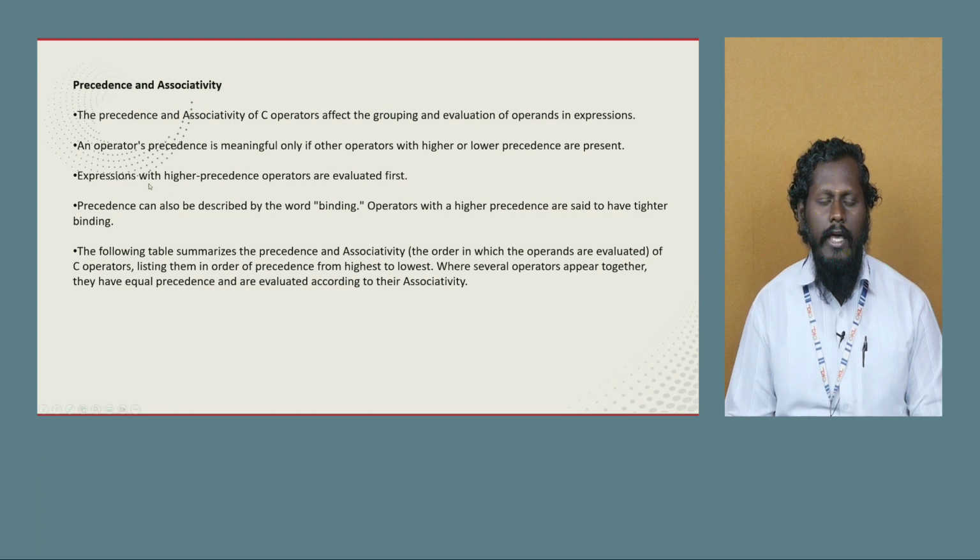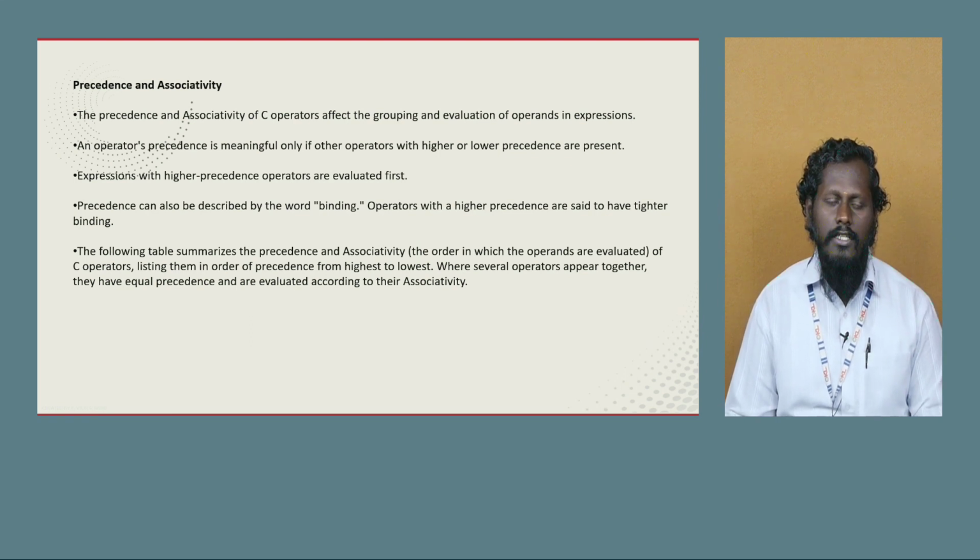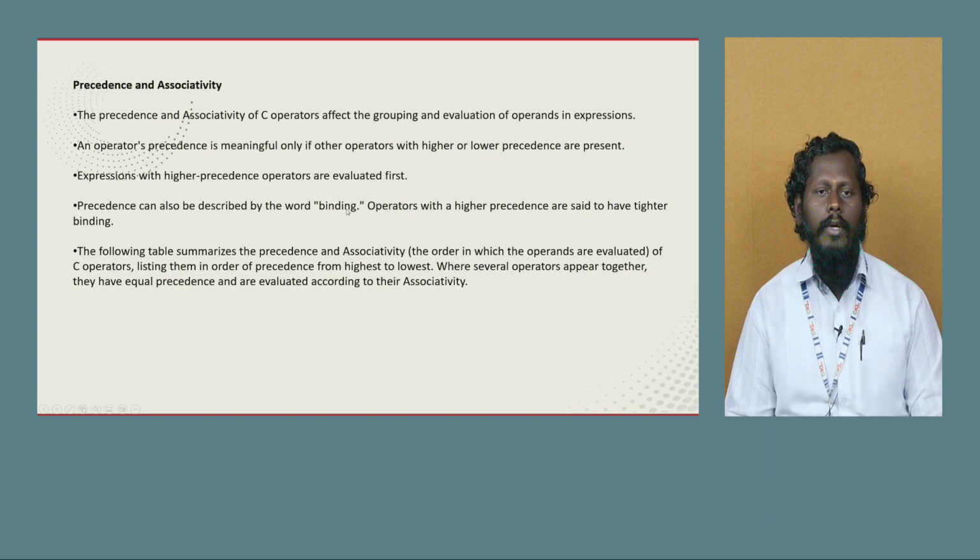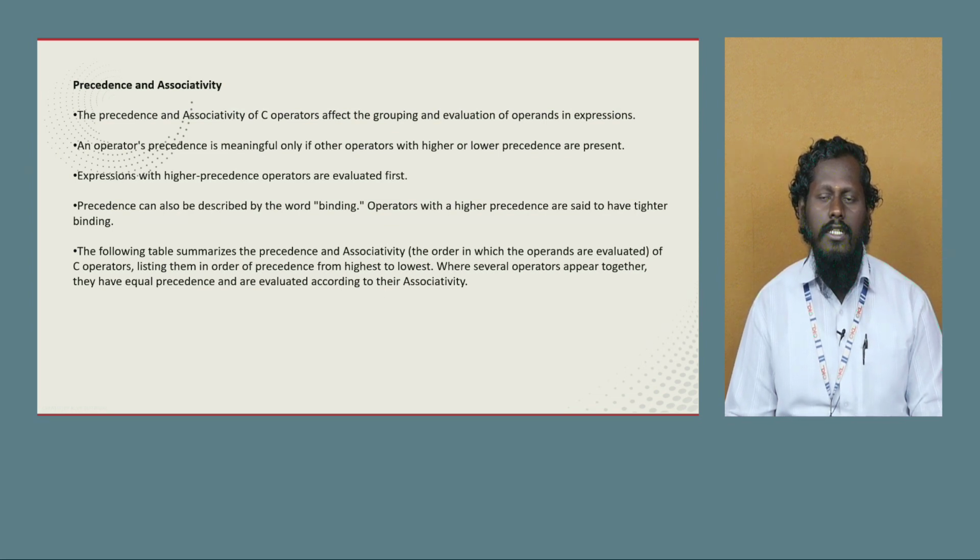And the next statement: an expression with a higher precedence operator will be evaluated first. As I said earlier, the operator with the highest precedence, that means the highest priority, will be evaluated first and the lowest will be evaluated at last. Next, precedence can also be described by the word binding. We have already discussed grouping, which is one kind of binding. So here the highest precedence gives tighter binding, which means it must be completed first.